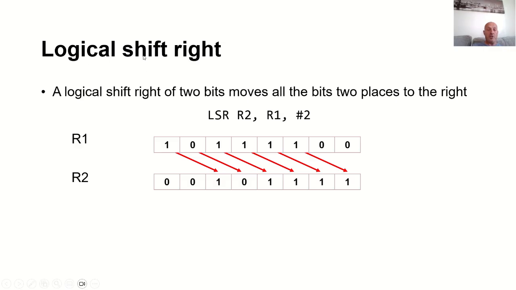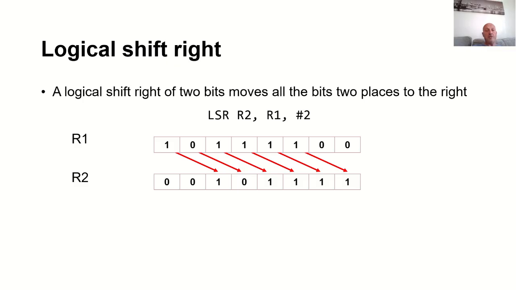Likewise, we've got the logical shift right, where we are shifting what is in R1 2 spaces, or two bits, to the right. So you can see that here. We've gained 2 zeros at the end, and we've lost those 2 zeros at the other end. Now, that concludes the instructions.